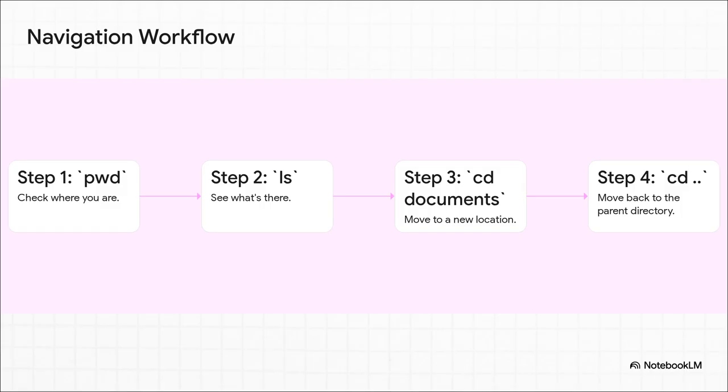So here's how these pieces fit together in a nice little rhythm. First, you use pwd to check where you are. Then you use ls to see what's in there. You spot a folder you want to check out, say Documents, so you type cd Documents to go inside. And to get back out, you just type cd .. That's cd space dot dot. That is just a handy shortcut for go up one level. With just these three commands, you can now explore the whole file system.